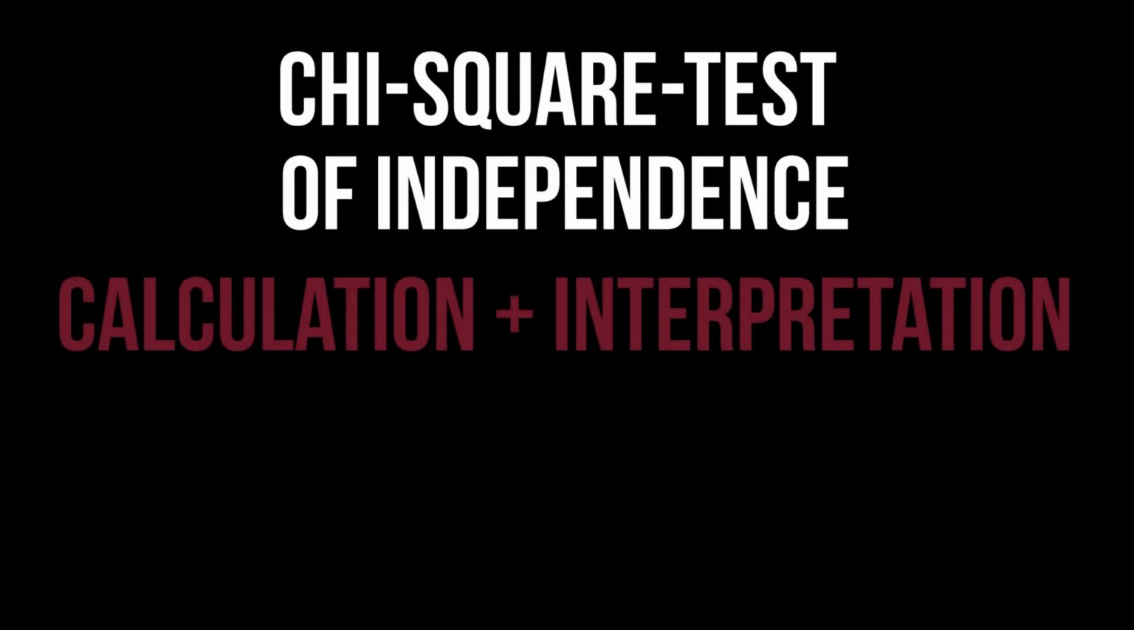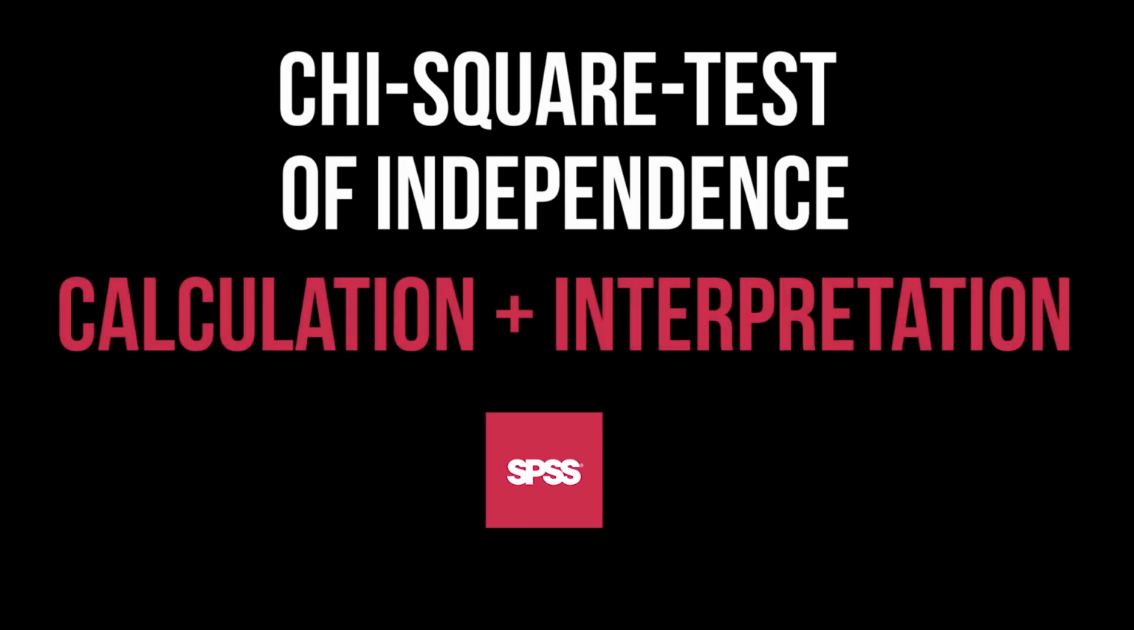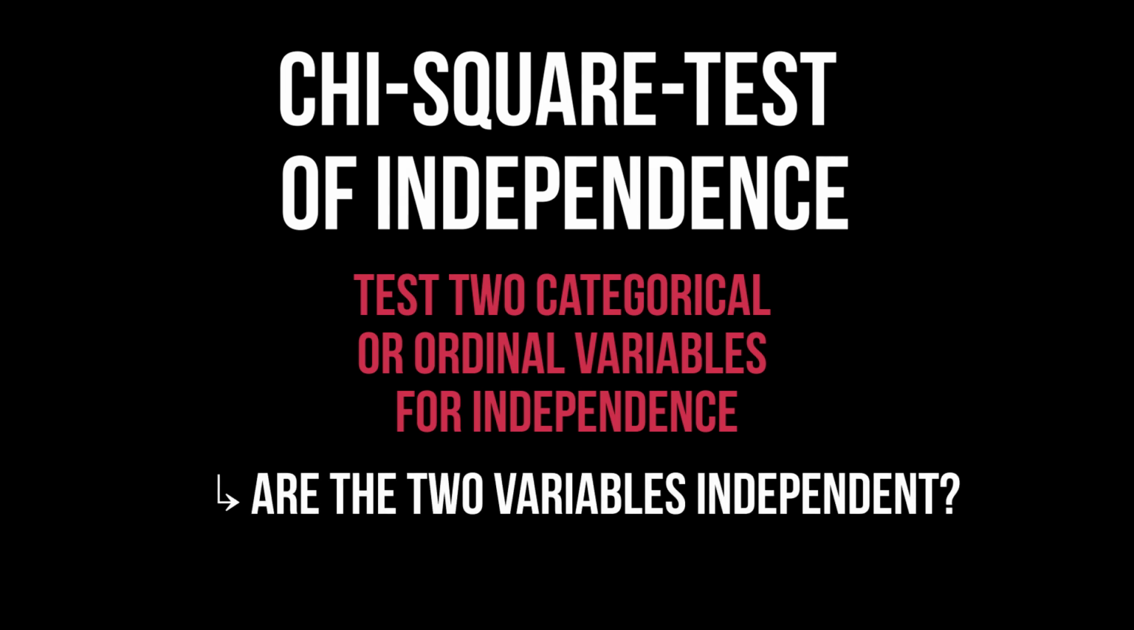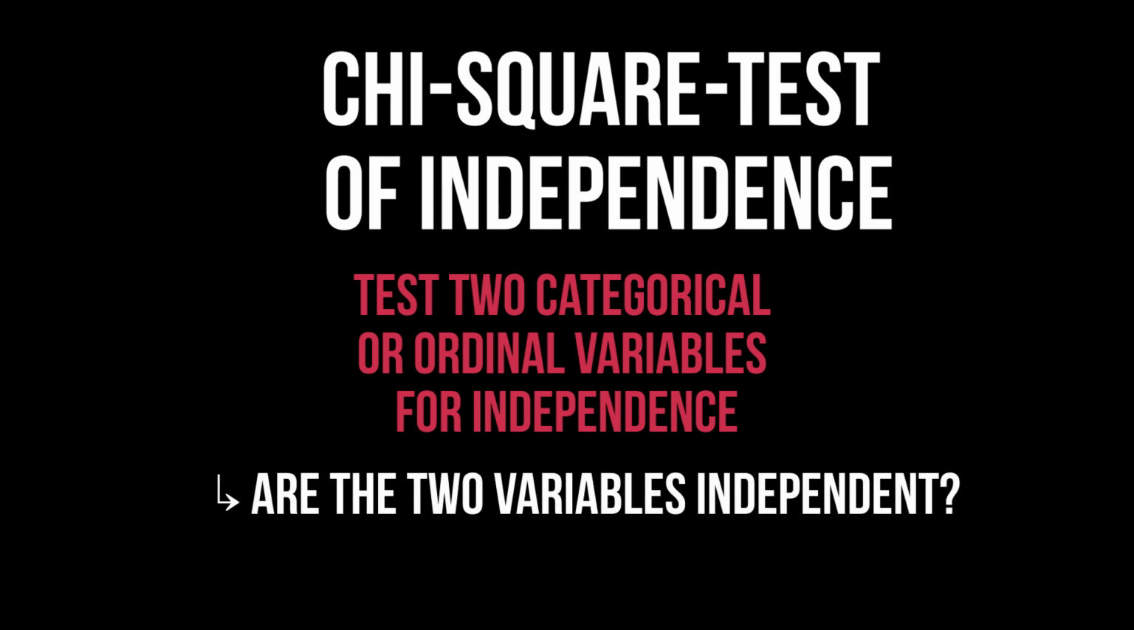This tutorial shows how to conduct the chi-square test of independence in SPSS and interpret the results. The test is used when you have two categorical variables and want to test them for independence. Ordinal variables work as well, but require a larger sample size, the more values a variable can take on.